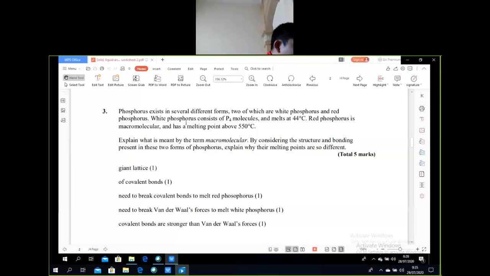By considering the structure and bonding present in these two forms of phosphorus, explain why the melting points are so different. As I told you, white phosphorus has a simple molecular structure, while red phosphorus has a strong giant covalent network. White phosphorus has weak van der Waals forces, but red phosphorus also has van der Waals forces, but stronger van der Waals.